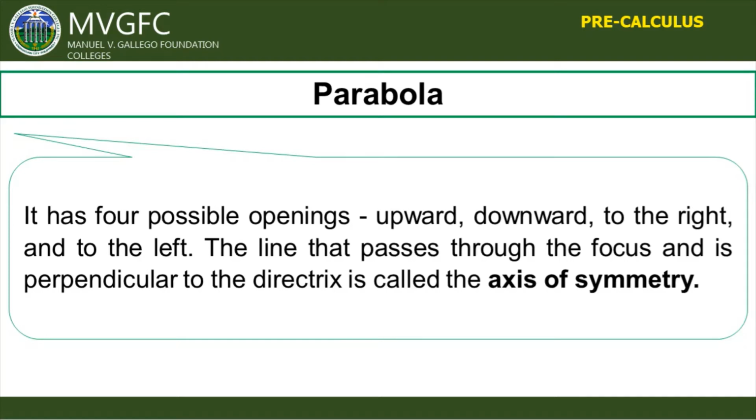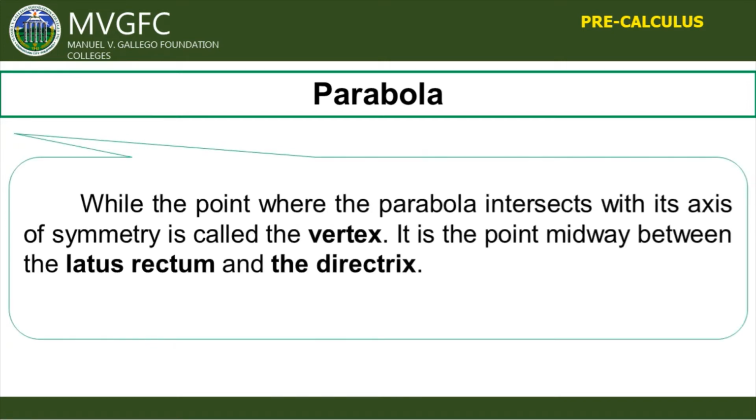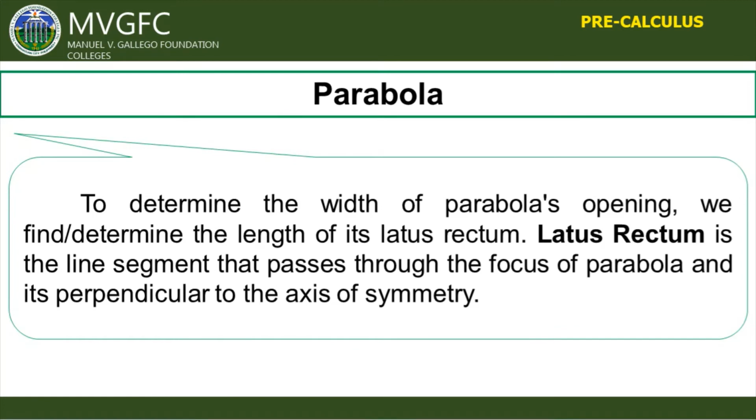The line that passes through the focus and is perpendicular to the directrix is called the axis of symmetry, while the point where the parabola intersects with its axis of symmetry is called the vertex. It is the point midway between the focus and the directrix. To determine the width of the parabola's opening, we determine the length of its latus rectum. Latus rectum is the line segment that passes through the focus of the parabola and is perpendicular to the axis of symmetry. So let us see the parts of a parabola.